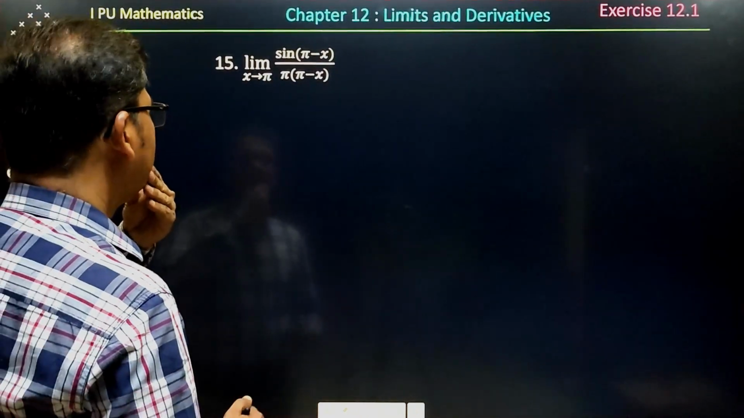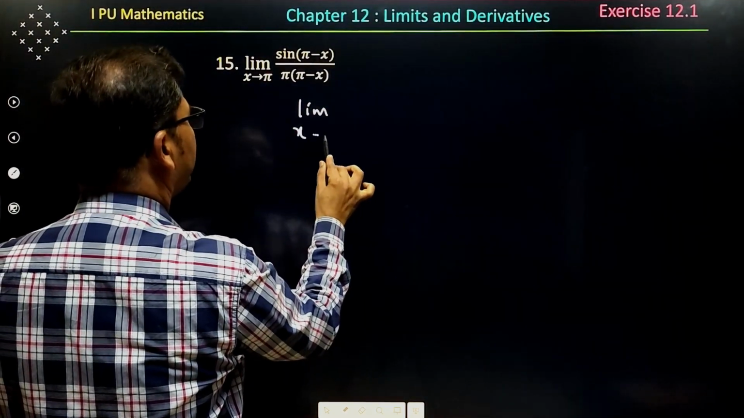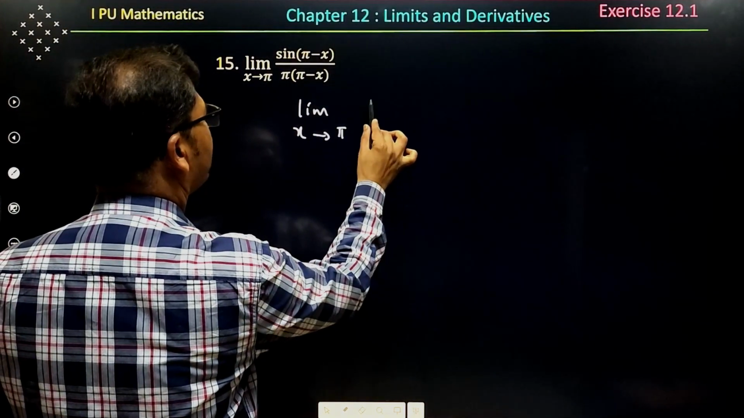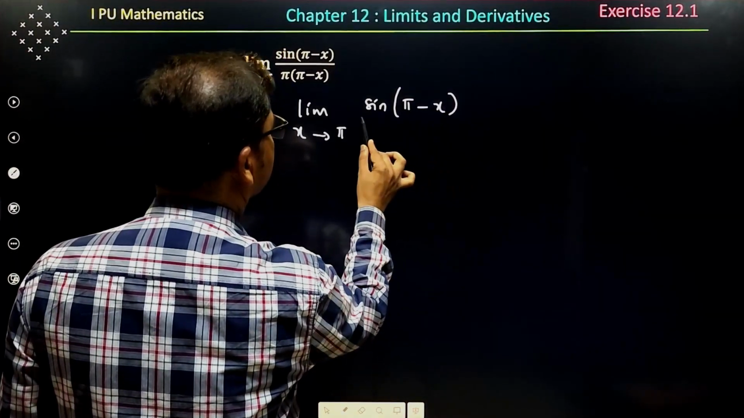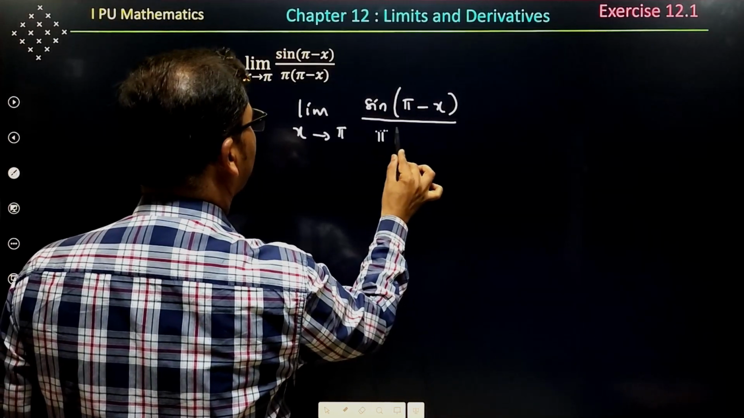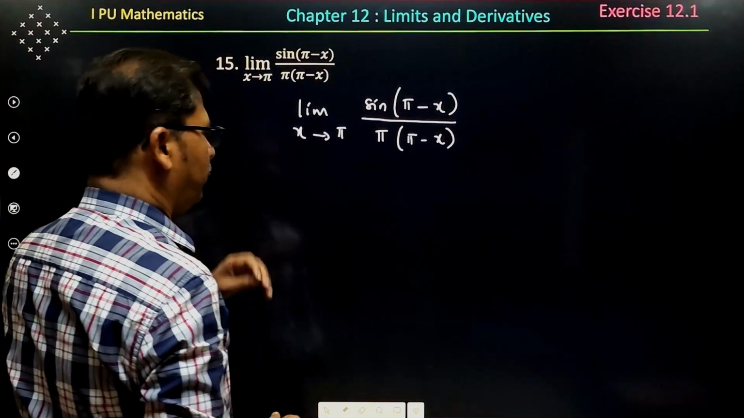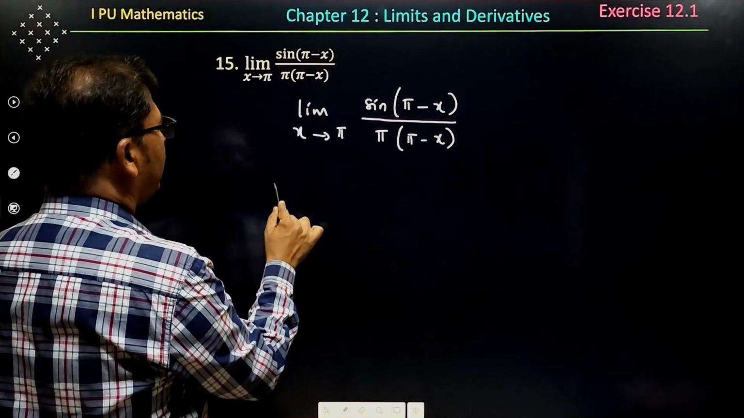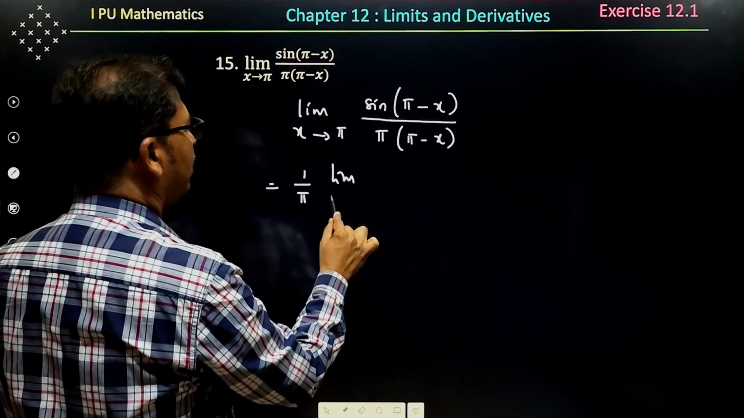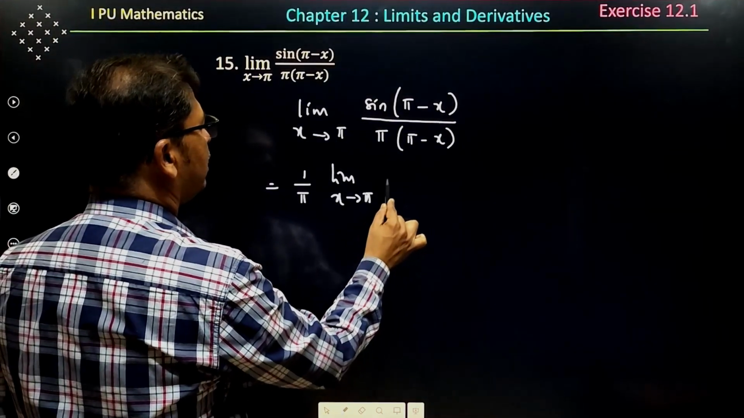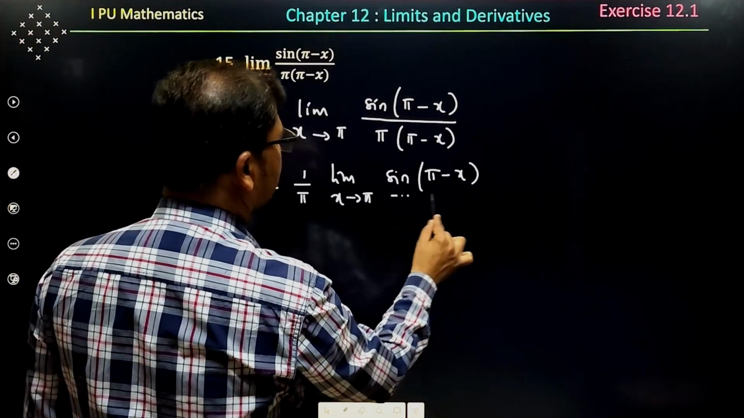Yes, sir. Okay, then continue to the next example. Limit x tends to pi, sin of pi minus x divided by pi into bracket pi minus x. Okay. Now, let me take 1 by pi, which is a constant, outside. You take it outside. Limit x tends to pi, then sin of pi minus x divided by pi minus x.